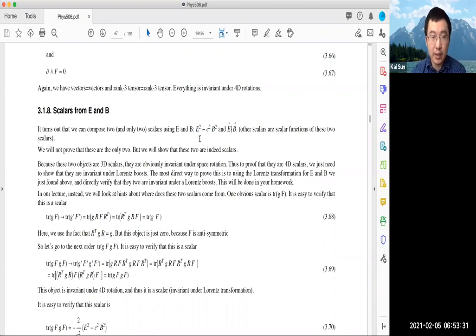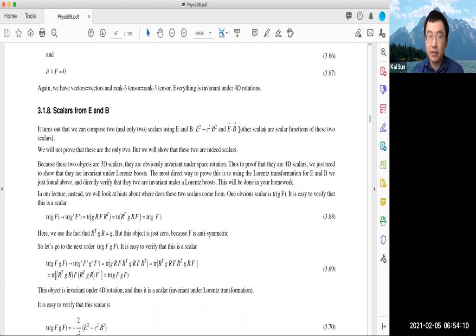To verify that, we can use what we learned in E and M 1. In E and M 1, we learned that under space inversion, so if we flip the direction of space, E changes sign, but B doesn't. If E changes sign but B doesn't, then for E square and B square, the whole thing doesn't change sign. E changes sign, but squared, the sign remains. But for E dot B, it's different. Under space inversion, E changes sign, so we get a minus sign. B doesn't. And as a result, E dot B will change sign under space inversion.